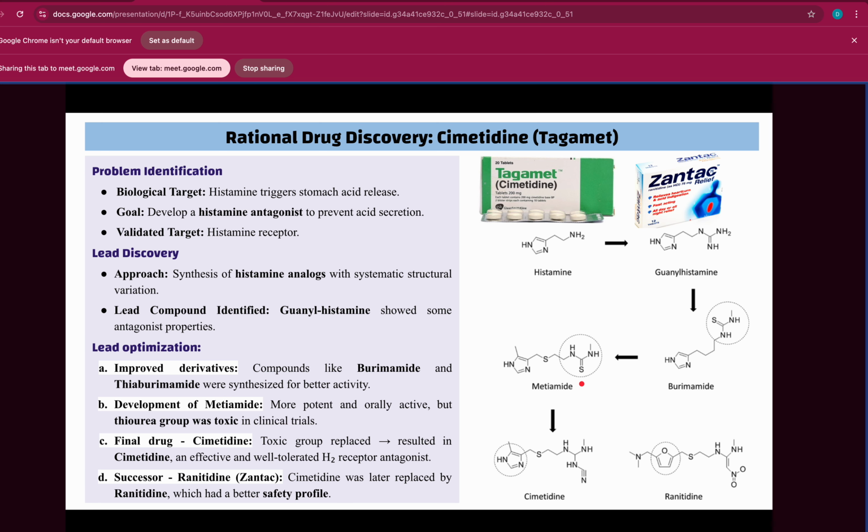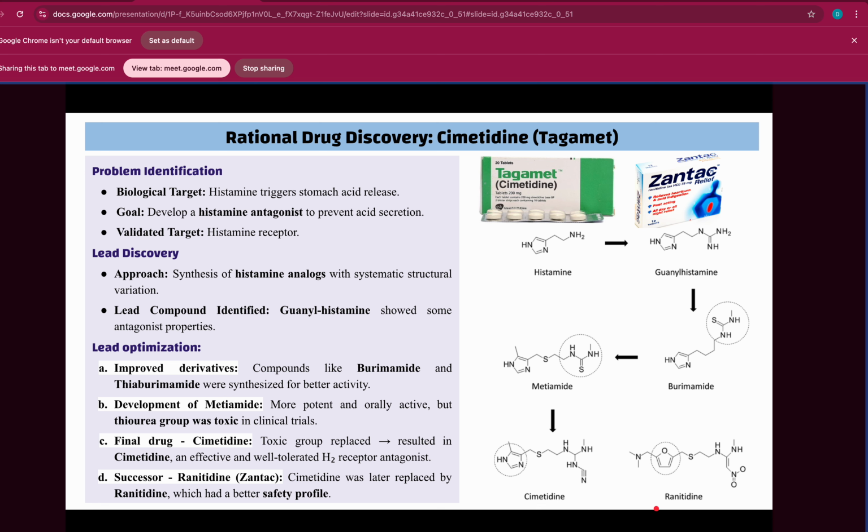So now this sulfur group needed to be replaced. So then another drug was developed which was cimetidine, in which this toxic group is replaced. So instead of this particular group, it is replaced with another group which is this one. So now which resulted in an effective group, and this was a well tolerated histamine receptor antagonist. So this is generally used, and then other successors also came, because with time different optimizations were further done. So this was later replaced with ranitidine, in which this group was further replaced with this particular group, which has better safety profile than cimetidine.